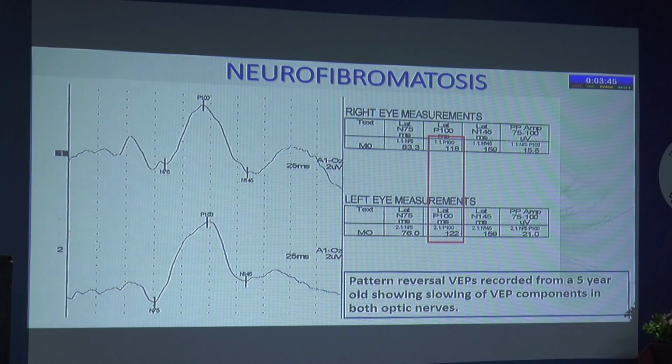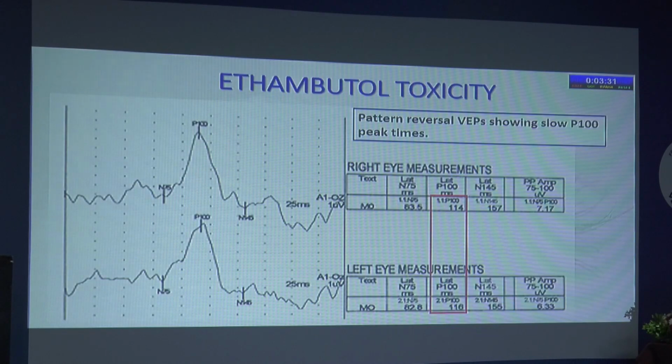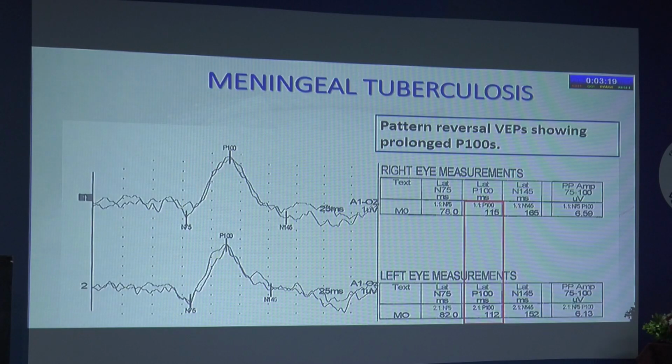their progression. So, over a period of time, it can be seen that if the glioma is increasing in size, there might be some increase in the latency in the VP. Similarly, in toxic neuropathies, it can be shown that the P100 shows slower peak times. Other cases, for example, meningeal tuberculosis, prolonged latency might be seen.